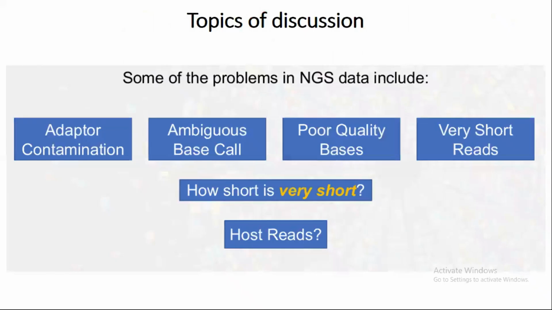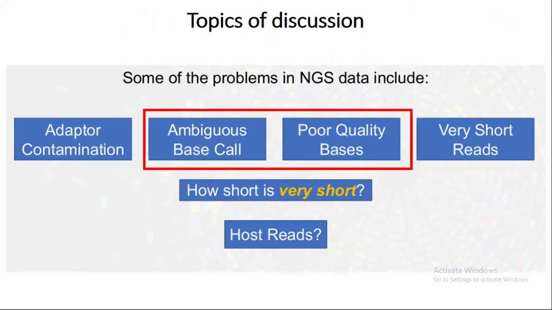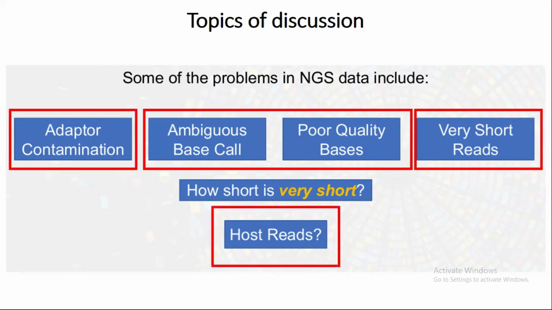Now, the topics of discussion: some of the problems in NGS data include adapter contamination, ambiguous base calls, poor quality bases, and very short reads. I will discuss first the ambiguous and poor quality bases, then very short reads and adapter contamination, and after that the host reads. These are the main problems associated with the quality of the sequencing files.